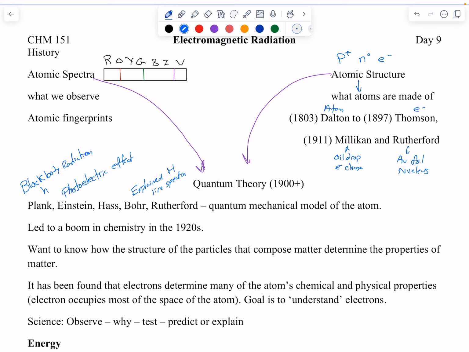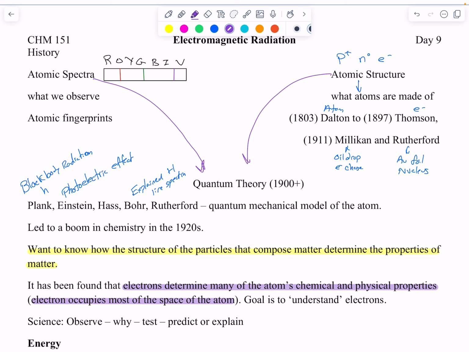And then that led to the quantum mechanical model of the atom, which led to a boom in the 1920s. And so what's very important for us as we go through this is we want to know how the structure of matter determines the properties of the matter. We know that electrons determine many of the atom's chemical and physical properties. Why? The electron occupies the most space.